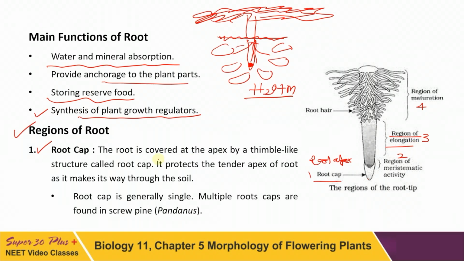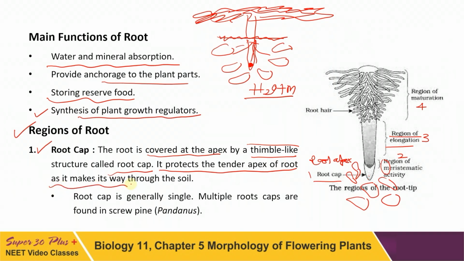Root cap, it covers the apex. This is because the root has to grow in soil particles, and soil particles have rough edges. So to protect the delicate root apex, this thimble-like structure is found as a form of protection, which is called the root cap. It protects the tender apex of the root as it makes its way through the soil, because the soil particles are rough, so this has a protective function.